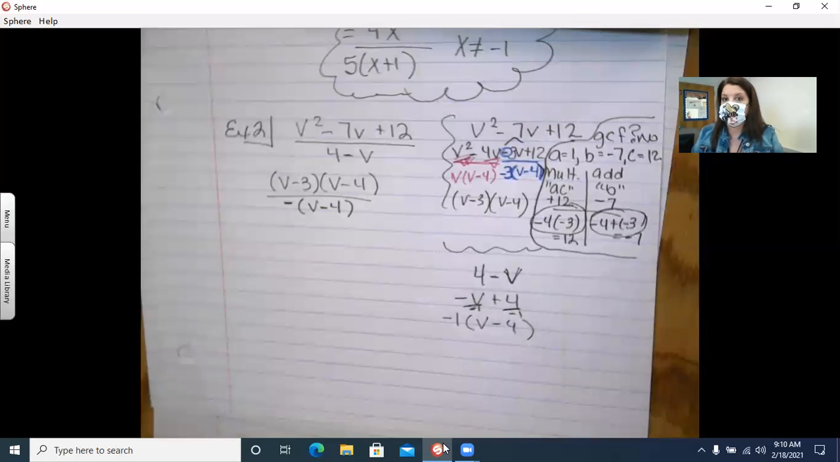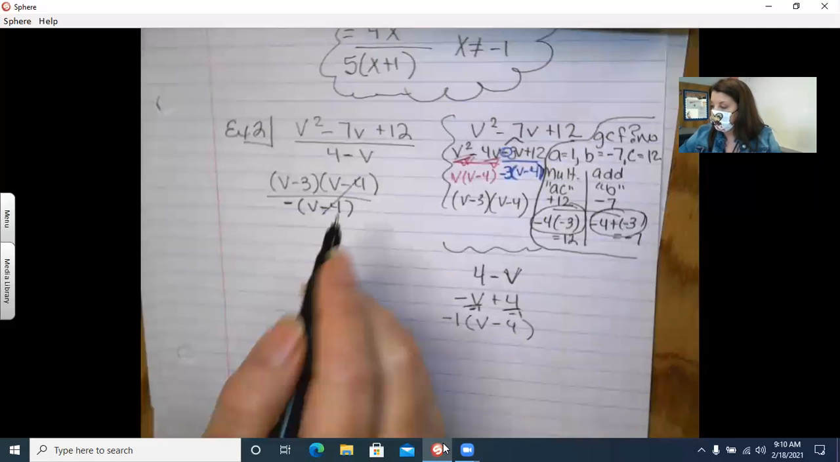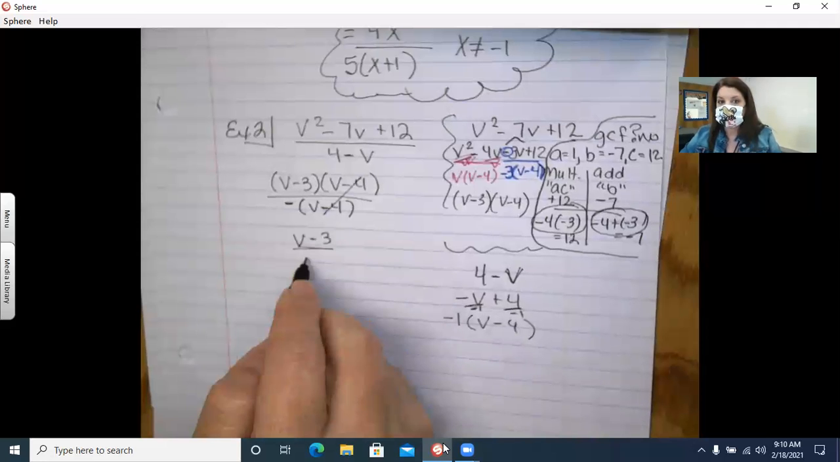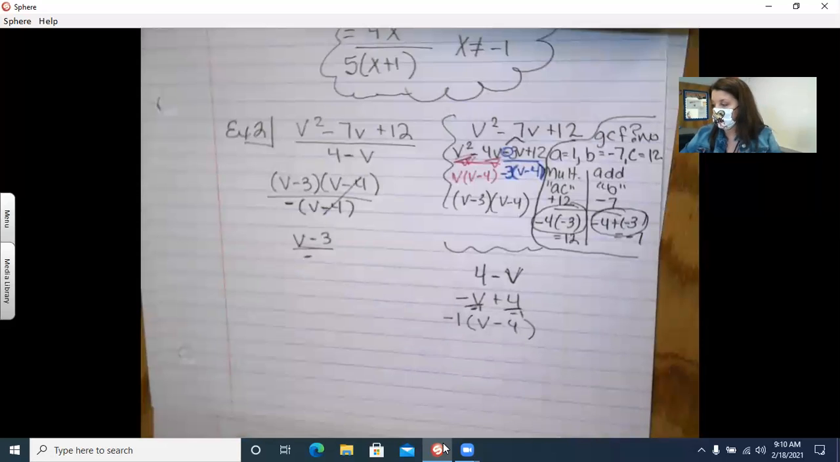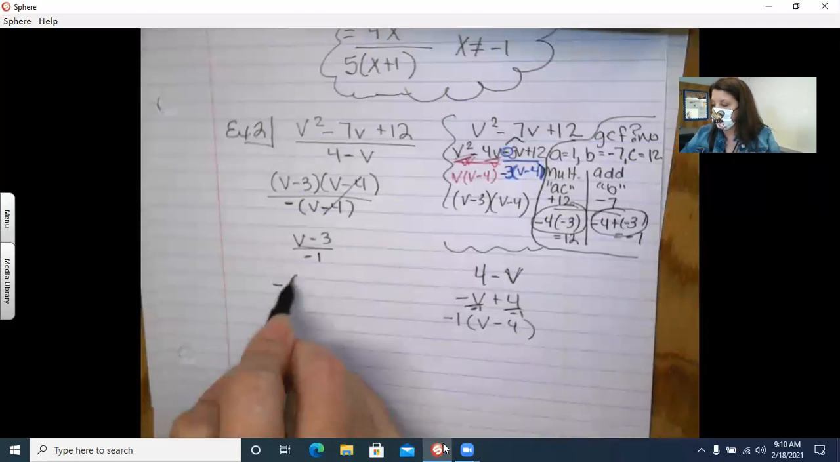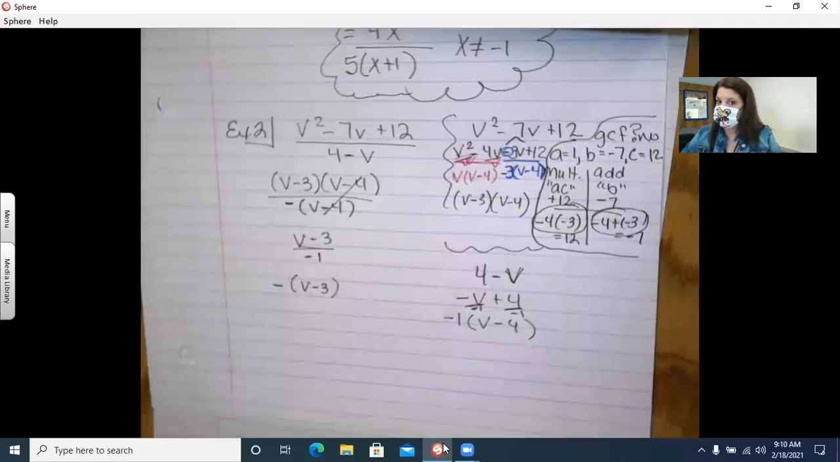Now will anything cancel? The V minus 4s, right? Does that negative sign go away? No. So in the denominator, do I just leave a negative sign? Negative 1. Do you leave a negative in the denominator? No. I can move it up to the numerator. If I do that, I need to put parentheses around V minus 3 because the V is not the only negative thing.